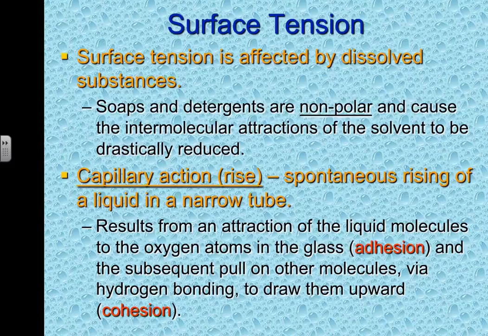Why does this happen? Well, it results from an attraction of the liquid molecules to the oxygen atoms in the glass. Glass is silicon dioxide, and so when you have liquid water attracting to glass, that's two different compounds attracting. That's called adhesion. And then there is additionally cohesion that's happening because when the water atoms attract to the glass, continuing on, there's a subsequent pull on other molecules.